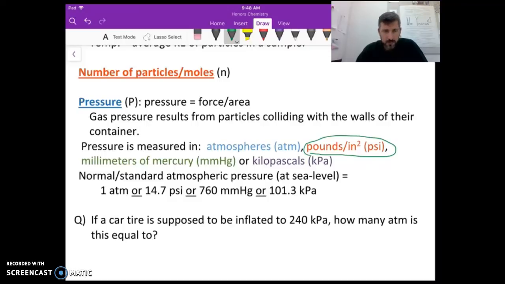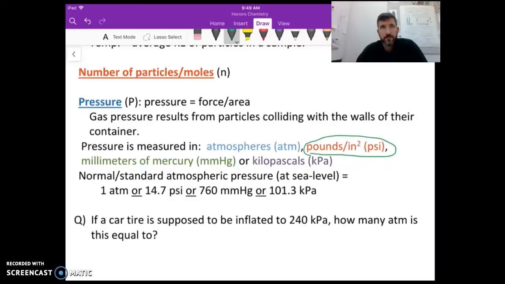But down below there you can see normal standard atmospheric pressure at sea level is 1 atmosphere. So that means that the atmosphere, just like the Celsius scale, where 0 is the freezing point of water, well, they base the atmosphere scale for measuring pressure on Earth's atmosphere. Very logical.